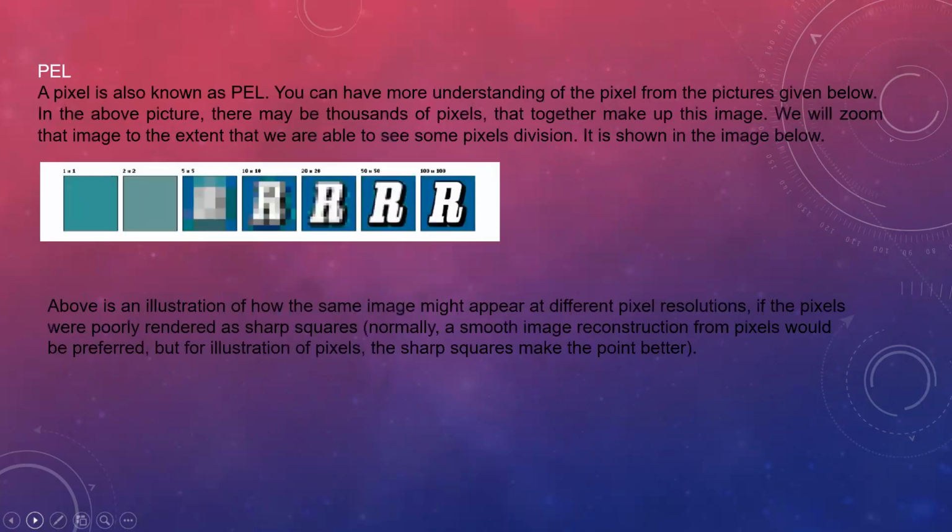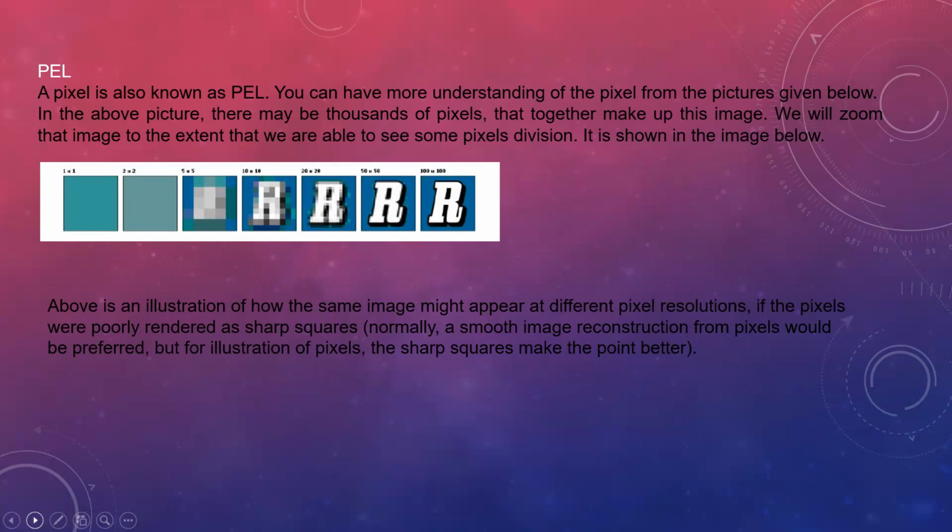Okay. Pixel is also known as PEL. You can have more understanding of the pixel from the picture given below. In the image, there are thousands of pixels that together make up this image. We will zoom the image to an extent that we are able to see some pixel division. It is shown in the image below.